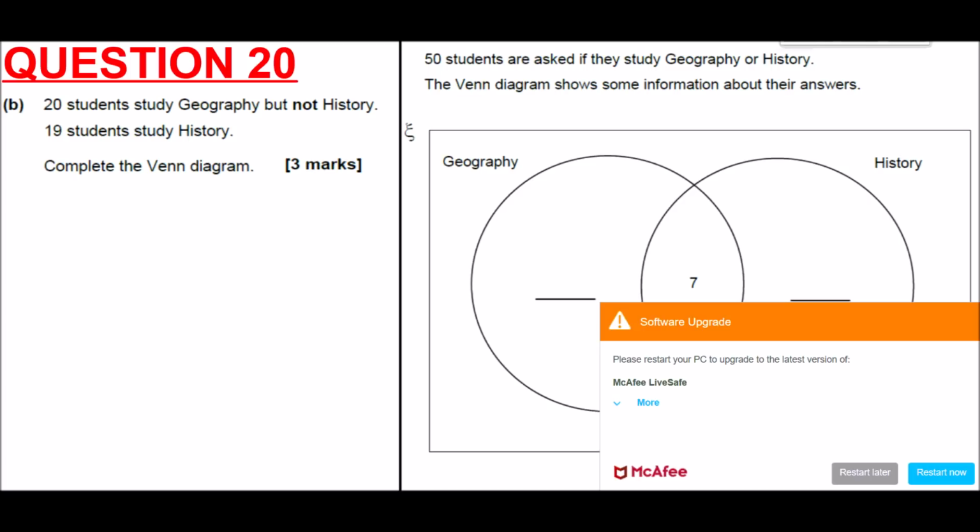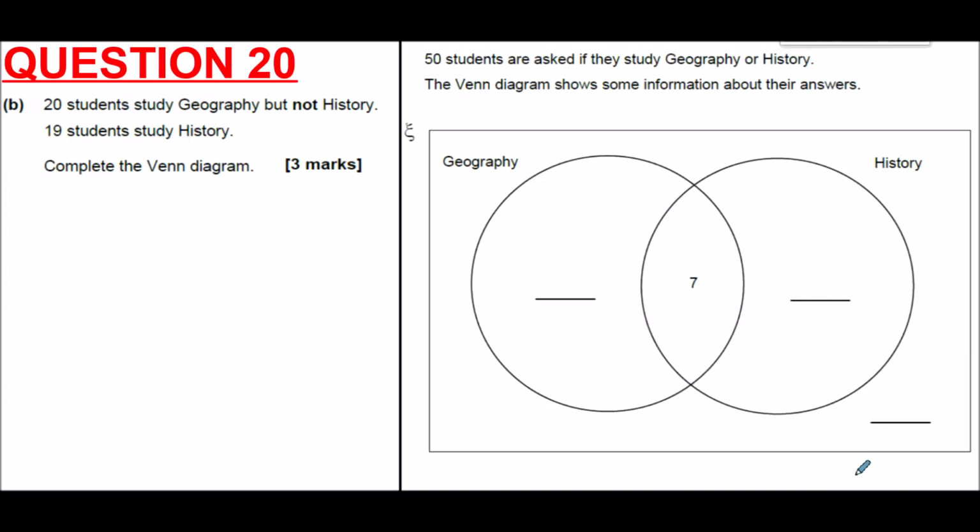Part B, we're given some information and then asked to... Damn software upgrades. Anyway, never mind that. 20 students study geography but not history. 19 students study history. Complete the Venn diagram.